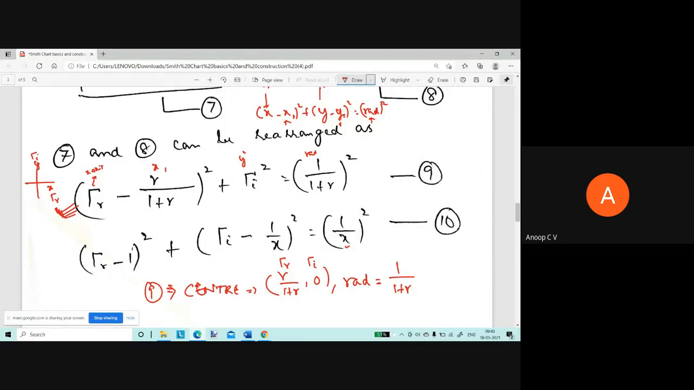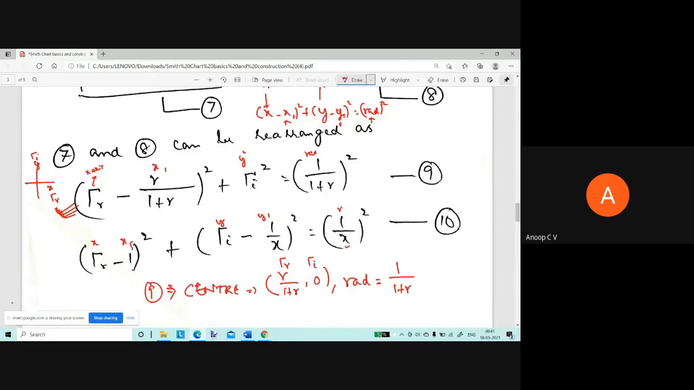So equation number 9 is that of a circle with center at r by 1 plus r comma 0 and radius 1 by 1 plus r. And similarly, equation number 10 is again a circle in the complex gamma plane, right? So this is our x, this is x1, this is y, y1. So center is actually what? 1 comma 1 by x and radius is 1 by x. So we are getting two circles. So those two circles are actually what? Constant r and constant x circles, right?